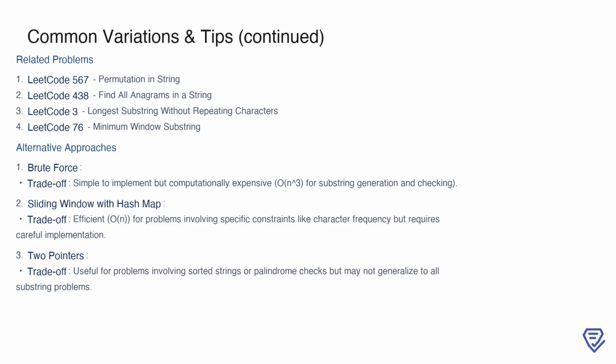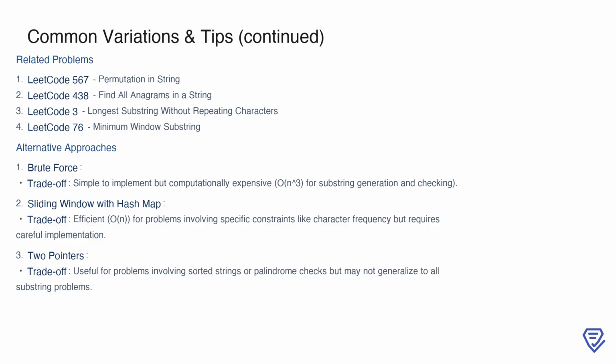There are several related problems that can help you deepen your understanding of substring techniques. For instance, LeetCode 567, Permutation in String, and LeetCode 438, Find All Anagrams in a String, are both great examples of problems that rely heavily on character frequency tracking and efficient window management. LeetCode 3, Longest Substring Without Repeating Characters, and LeetCode 76, Minimum Window Substring, also focus on substring operations, but with different constraints and objectives.